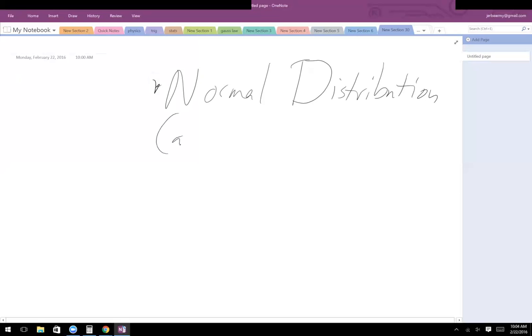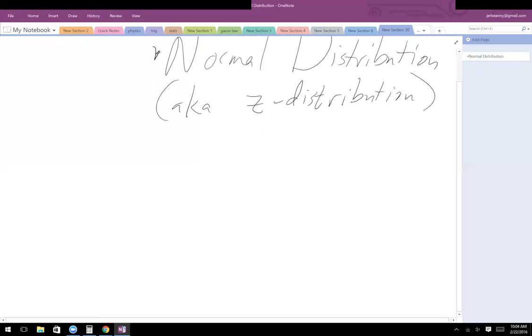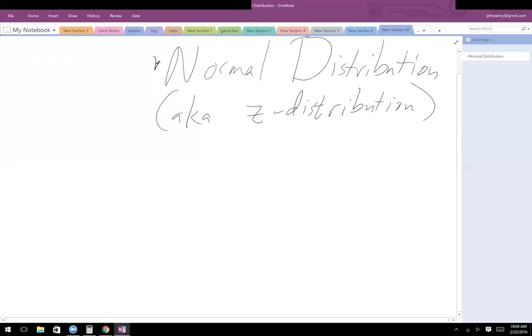This is also called the Z distribution. Okay, so up until now, I haven't really been telling you formulas for anything we've been doing. I've been saying, if you go into Excel, type this in, it will do it for you. That said, I could have told you the formulas for things like, say, permutations.